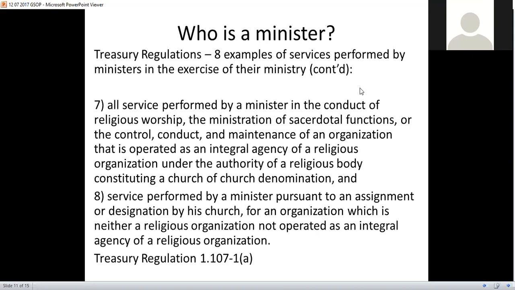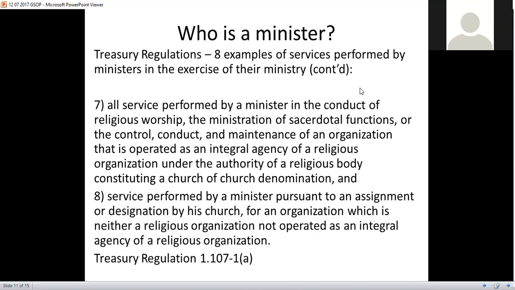And number 8, service performed by a minister pursuant to an assignment or designation by his church for an organization which is neither a religious organization nor operated as an integral agency of a religious organization. So those last 2 are somewhat broad here.